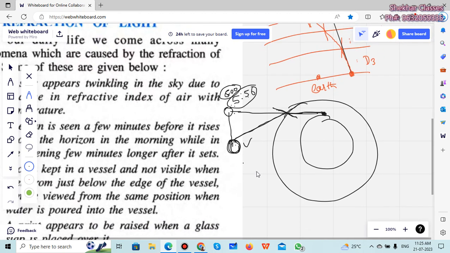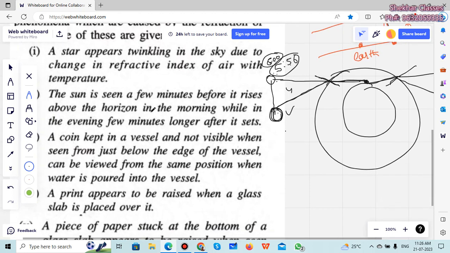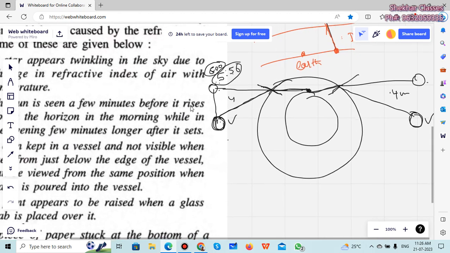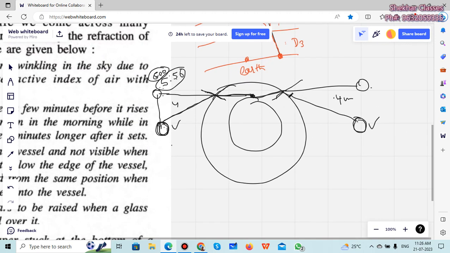Now the same goes for sunset. In the sunset, the sun has come over here, so the light will go straight, and from there, if you draw the normal, it will bend towards it. But actually the sun has already set. For him the sun will look like it is setting here, but the sun is not here; the sun has already set. So this is again 4 minutes. So 4 minutes here, 4 minutes here. I'm not yet sure about the exact time, but yes, the sun appears to set a few minutes later.